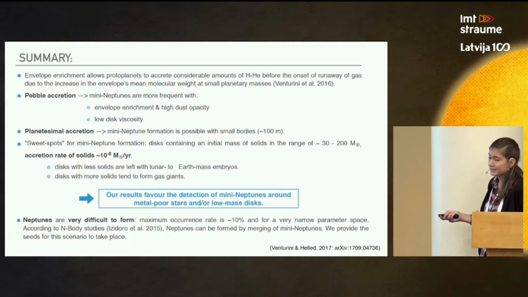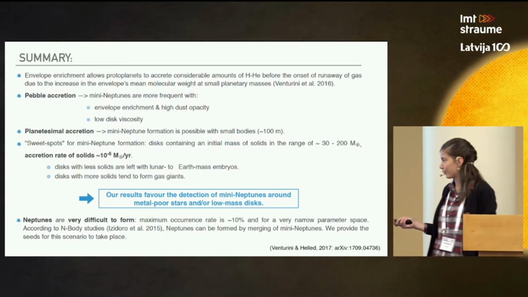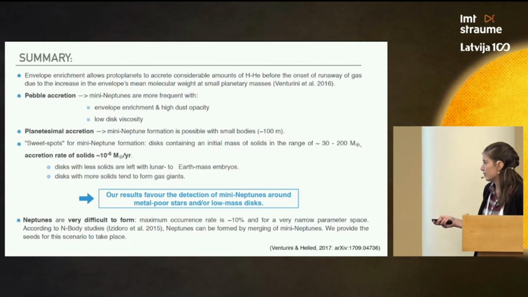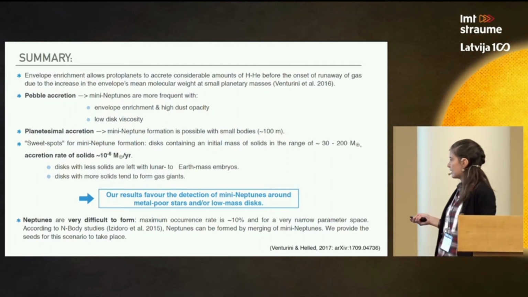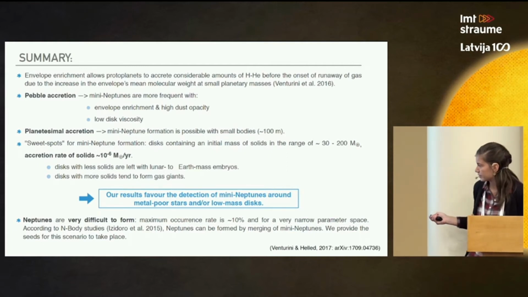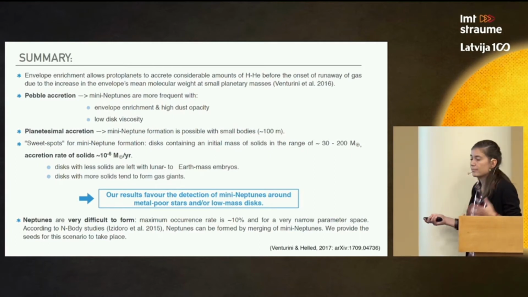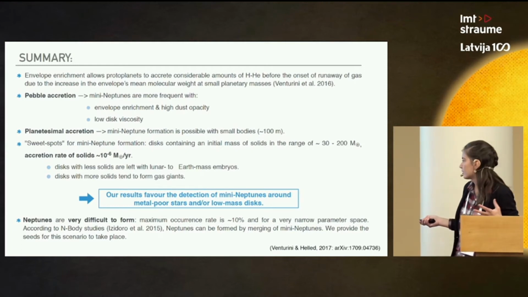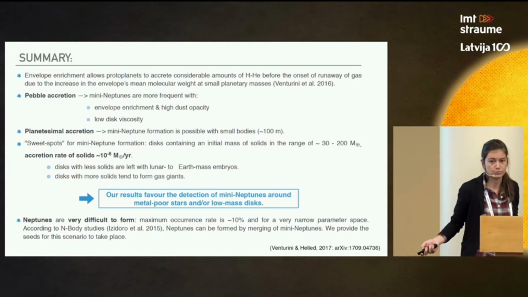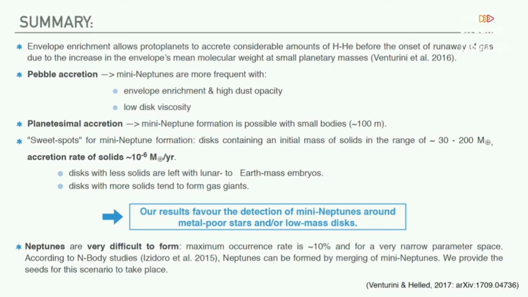This is a standing problem in formation theories. I find maximum occurrence rates of just 10%, and for a very narrow parameter space. Some people claim that Neptunes could be formed by merging of mini-Neptunes, so in this sense, we provide seeds for this scenario to take place. Thank you, and I take questions, and I will be here for a week.